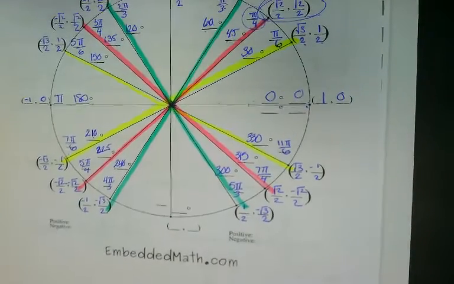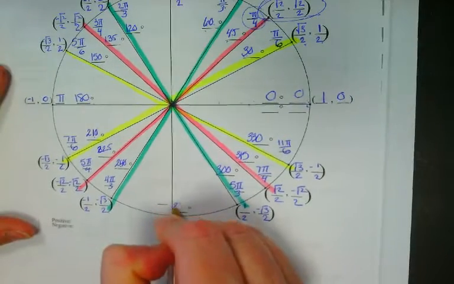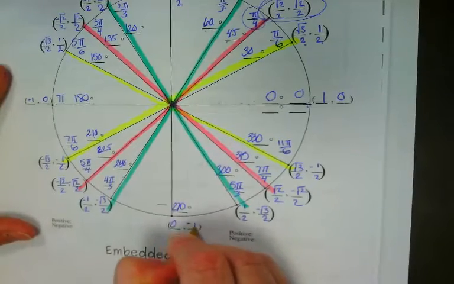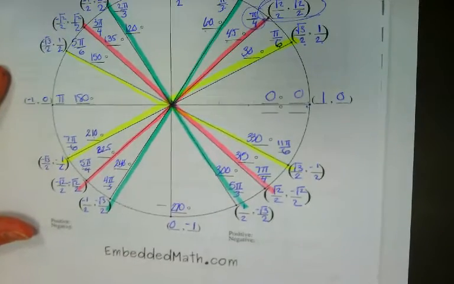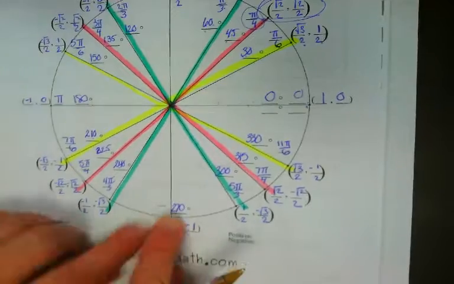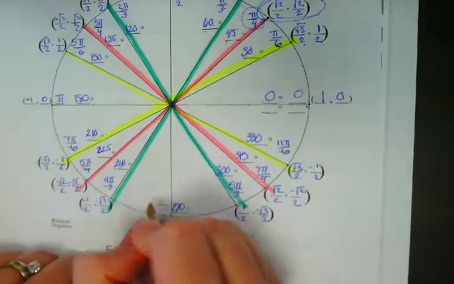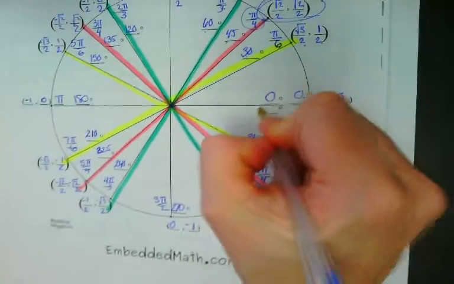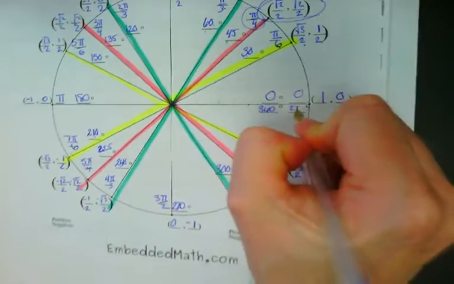Okay. And then lastly, I think I just got this 270 here. Its coordinates are 0 and negative 1. I went over 0, down 1. And I might just be missing my radian. 270 is made up of how many 90s? So that's 3 pi over 2. And then I go to my 360, which is my 2 pi.